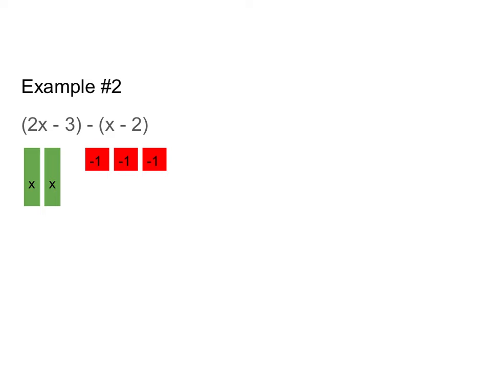So here's example 2. I have 2x minus 3, okay, or I have 3 negatives. And I have to take away an x, and I have to take away 2 negatives. So let's do take away. So I have 2x minus 3, and I have to take away an x. So I'm going to do that right now. So I'm going to get rid of this x. And then for the second set, I have to take away, make this red, a negative 2. So here are 2 negatives. I'm going to take them away.